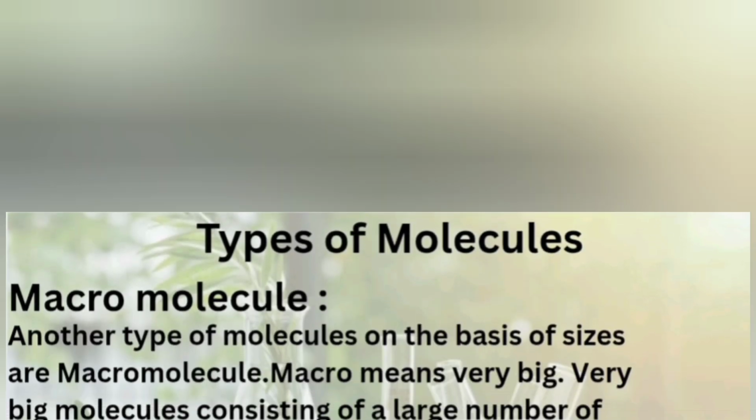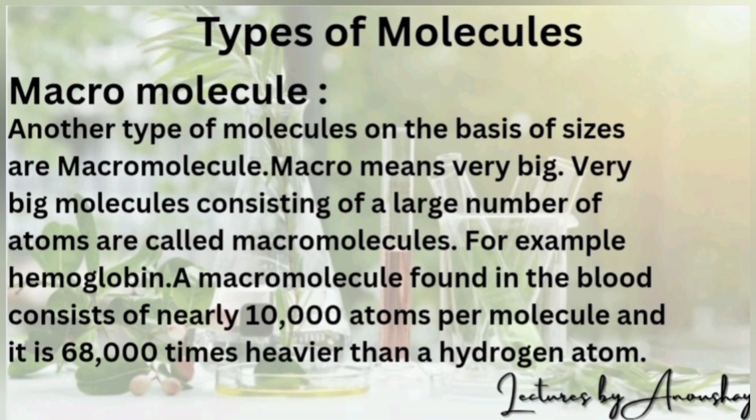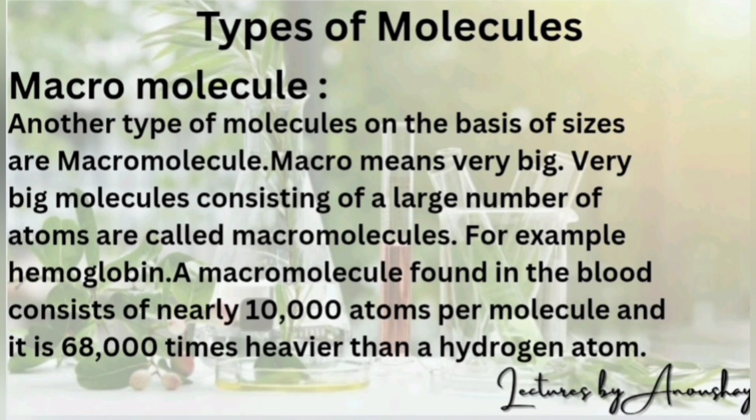Now there are types of molecules on the basis of size. Macromolecule. Macro means very big. Very big molecules consisting of a large number of atoms are called macromolecules. For example, hemoglobin. A macromolecule found in the blood consists of nearly 10,000 atoms per molecule and it is 68,000 times heavier than a hydrogen atom. So hemoglobin is a very heavy molecule.